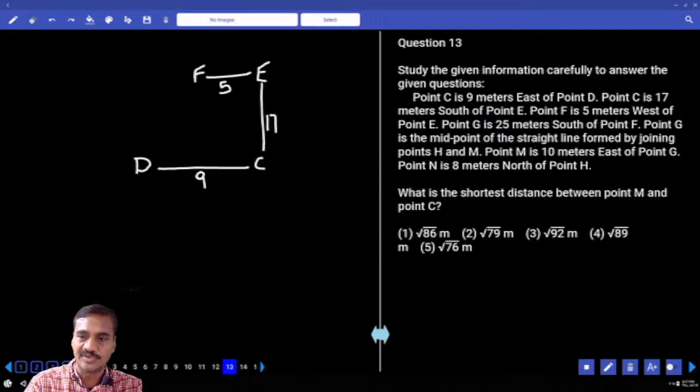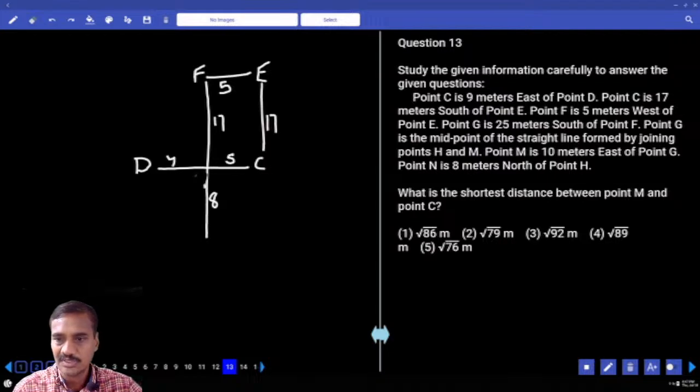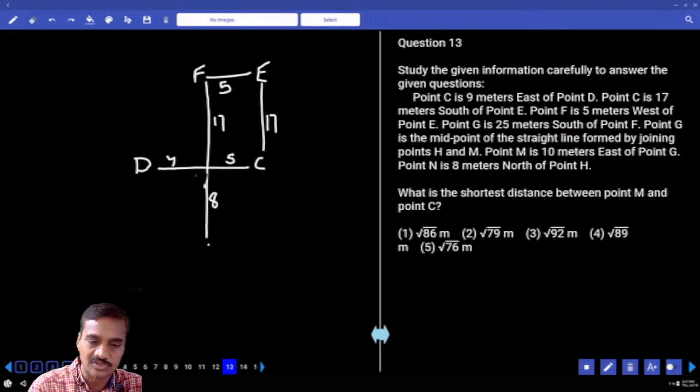G is 25 meters to the south of F. My G is 25 meters to the south of F. It is 17. And out of this 9 we have got. My 9 lo ikkada em avvali? It is 5 avvali. It is 4 avvali. And what is this one? G is 25 meters to the south of F. And G is the midpoint of the straight line formed by joining H and M. G is the midpoint of H and M.